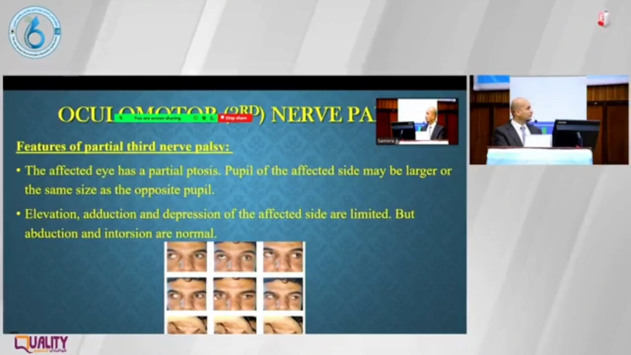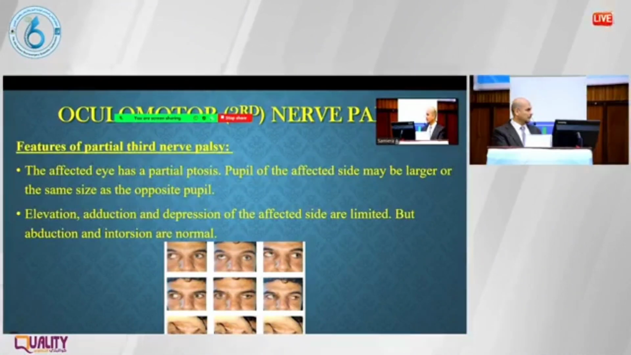That is a patient with partial third nerve palsy. We can see variable ptosis, limitation of elevation but not complete limitation, mild limitation of depression, and mild limitation of adduction. That is a case of traumatic third nerve palsy with pupil involvement.